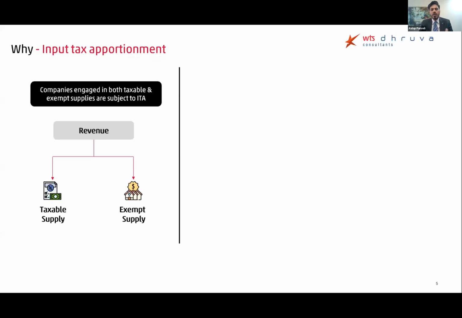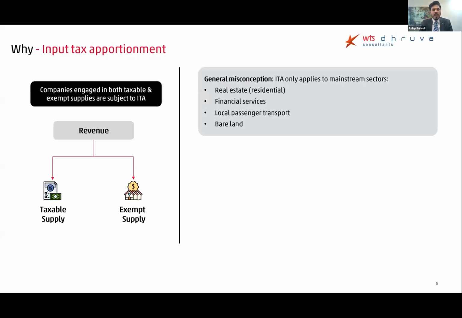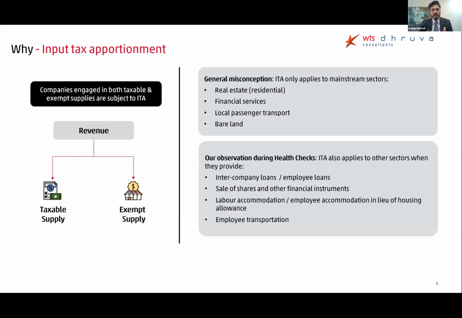Now, there are common misconceptions in the market, where we've seen over the years that many industry players feel that since they are not primarily into one of the exempt businesses, like residential real estate leasing, or financial services, or local passenger transport, or sale or supply of bare land, input tax apportionment would not apply to them. But this is a misconception, because during health checks and assignments that we do for many of our clients, we've seen that every business typically has some kind of exempt supply which they are doing, and they have not identified it as an exempt supply.